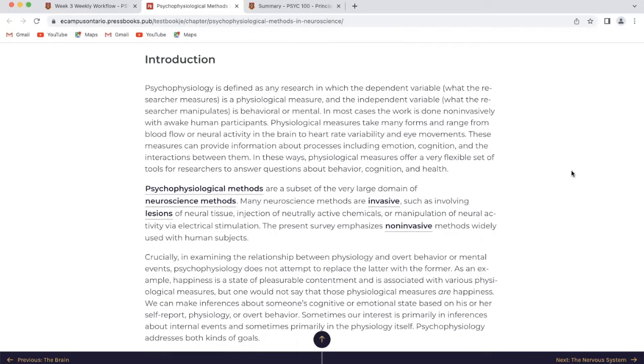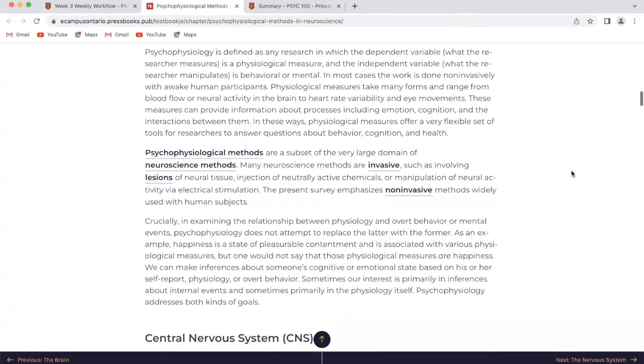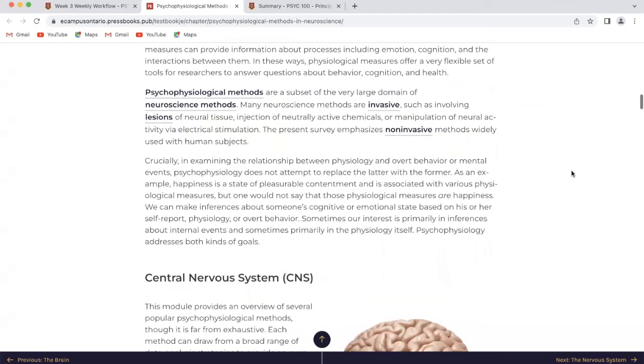Physiological measures take many forms and range from blood flow or neural activity in the brain to heart rate variability and eye movements. These measures can provide information about processes, including emotion, cognition, and the interactions between them. In these ways, physiological measures offer a very flexible set of tools for researchers to answer questions about behavior, cognition, and health.